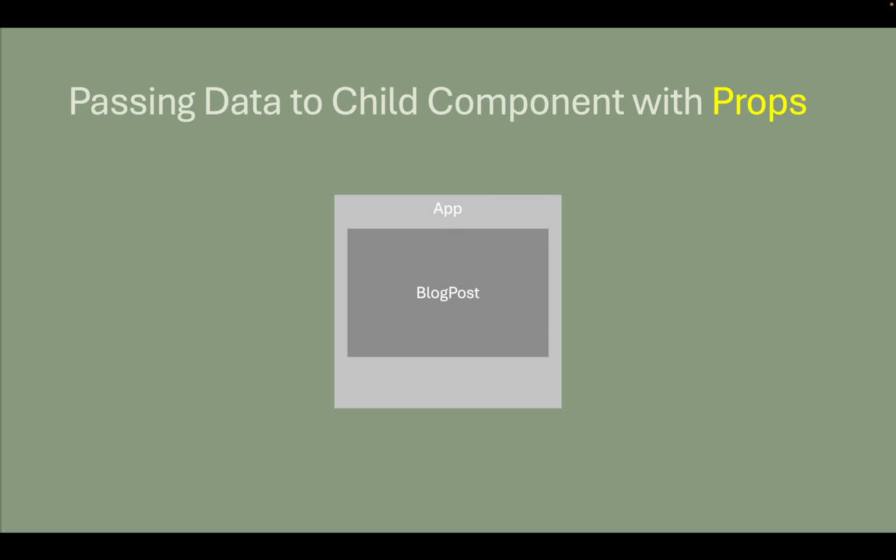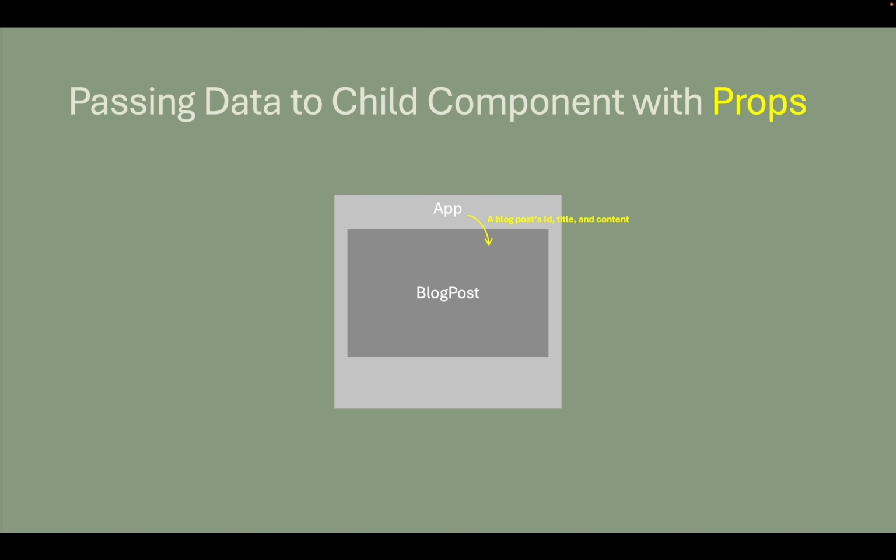Here is a scenario of passing data defined in the parent component to a child component. The parent component app has the data, like the ID, title, and the content of a blog post. So the parent component needs to pass the data to the blog post component for rendering. This is where props come in.